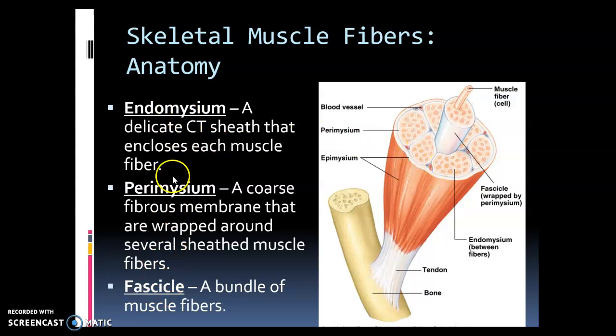Start paying attention to these names here, because this is consistent. You see this throughout the whole body. We saw it in the bone. We saw endosteum and periosteum. Remember that? Well, now we're seeing endomysium and perimysium. So that's just throwing in that muscle word instead of bone. But it's the same thing.